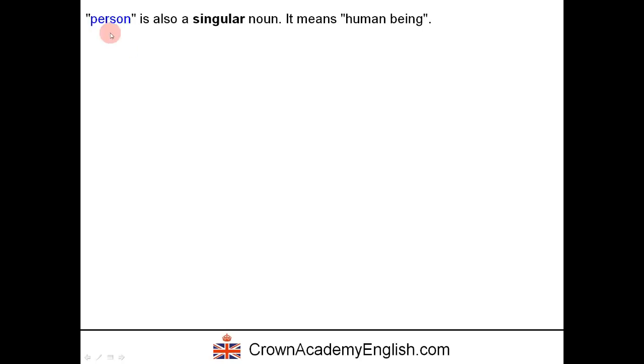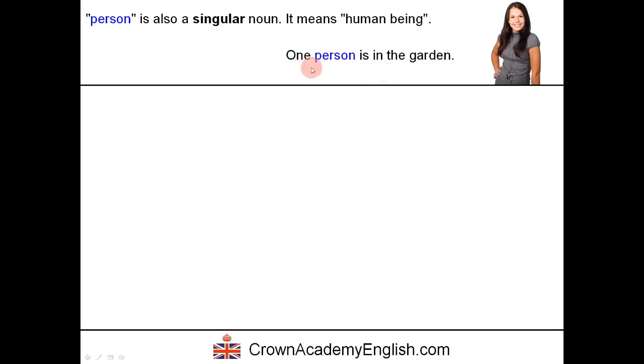So, person is also a singular noun. It's almost the same as dog, and it means human being. Okay, human being. So an example is, one person is in the garden, or a person is in the garden, or we could say, there is a person in the garden. The important thing that you understand is that it is singular. It is one person. Singular form and singular meaning.